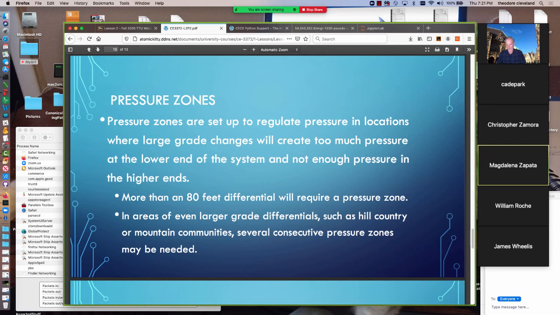And so if there's more than an 80-foot grade differential, that requires us to modify the design to have controlled pressure zones. And in areas of even larger grade differentials, such as mountain communities, there might be several consecutive pressure zones. So you can think of an area on the top of a hill, and then you move downhill 80 feet, and then downhill another 80 feet. Making those two 80-foot jumps, we have to put hydraulic structure into the system so that the pressure during that 80-foot drop doesn't get so big that it damages everything downstream of it and drain the whole system.